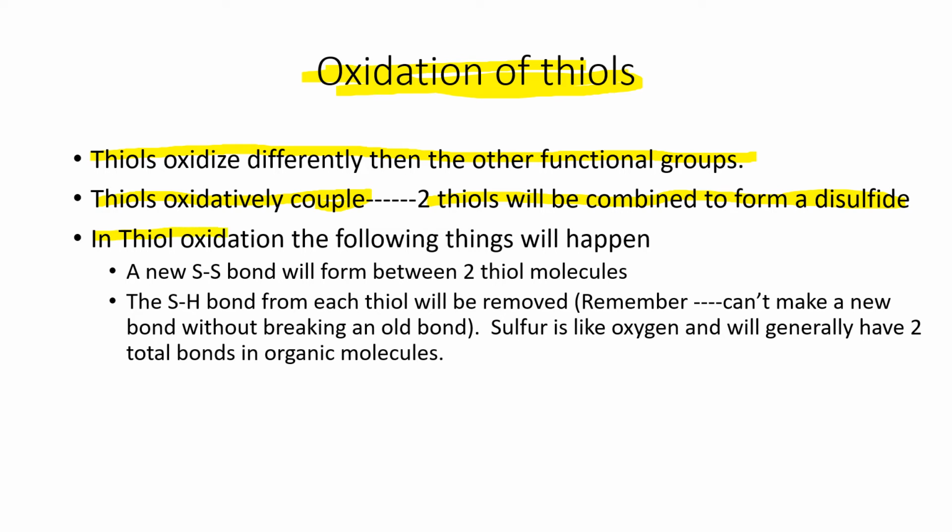In a thiol oxidation, the following things are going to happen. You're going to form a new sulfur-sulfur bond between the two thiol molecules. In order to form that new bond, you have to get rid of an old bond still. So that means the sulfur hydrogen bond from each thiol will be removed. Remember, we can't make a new bond without breaking an old bond. Sulfur is just like oxygen and will generally have two total bonds in the organic molecules. So let's look at a specific example of how thiols are going to oxidize.